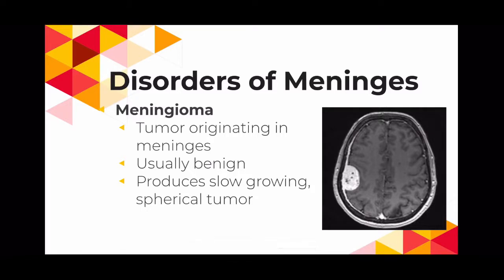The second disorder of the meninges that we are going to talk about is meningioma. The suffix oma means a mass or tumor, so you can probably guess that meningioma is a tumor in the meninges. These tumors usually are benign, meaning they are non-cancerous, they don't spread, and they're usually really slow growing and very spherical tumors. This image here is a picture of someone's brain. That big white blob there is a tumor of the meninges. Symptoms often take years to develop, and to cure the symptoms, you just get it surgically removed because, again, it's not cancerous, and that usually takes care of it.